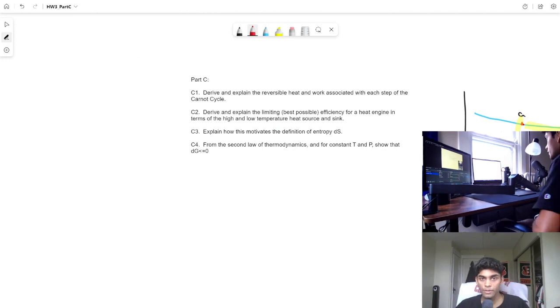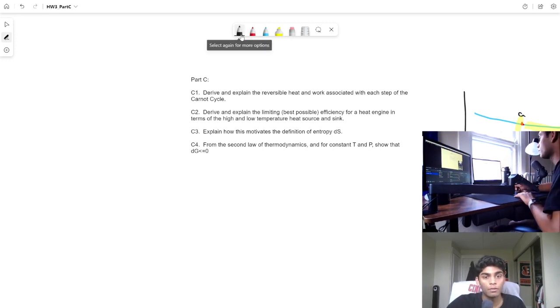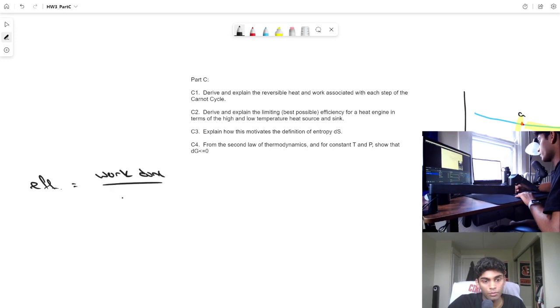So part 2 is all about deriving the efficiency now. And when we talk about efficiency, we're talking about the fact that we have some work done over the heat added.